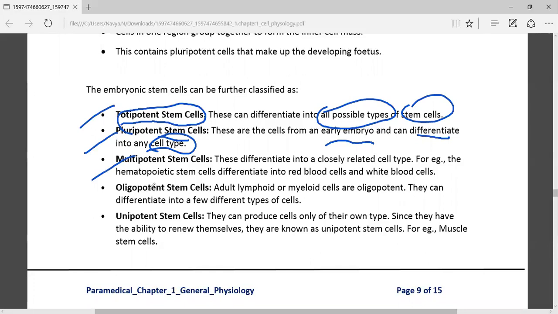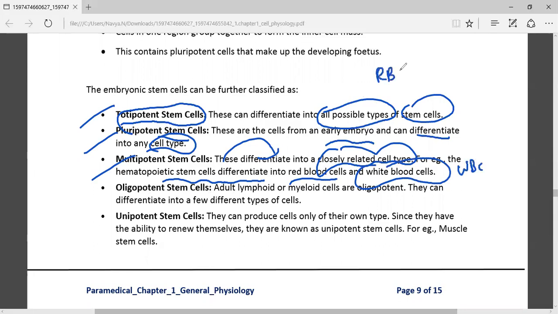Then we have the multipotent stem cells. These differentiate into closely related cell types. For example, the hematopoietic stem cells differentiate into the blood cells, such as the RBC or the WBC. Oligopotent stem cells, such as the adult lymphoid or myeloid cells, can also differentiate into a few different types of cells.